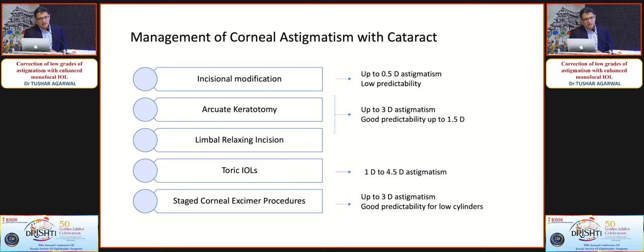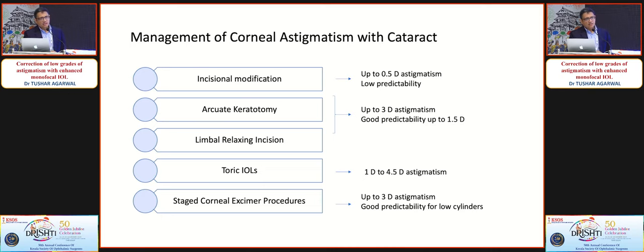Now, there are various treatment modalities which have been described in the past, and some of them are current as well. You can do an axis phaco, which is placing your incision at the steeper axis. This can take care of around 0.5 diopters of astigmatism, but the predictability is low. Then you have things like arcuate keratotomy and LRIs, which have now again come into vogue with the femto laser systems. They can correct higher degrees of astigmatism, but the predictability drops once you cross 1.5 diopters or more. Toric IOLs are the gold standard of management of astigmatism with cataract surgery. You have very reliable results and you can correct very high degrees of astigmatism.